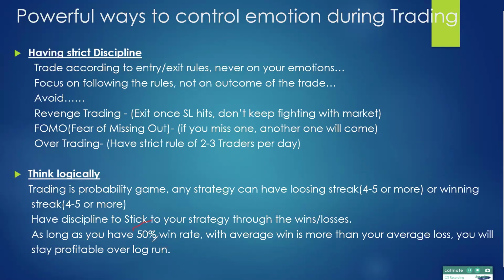You need only a 50% win rate to be a successful trader. You don't need a system which has 80% or 90% accuracy. I get calls from some participants asking, what is the accuracy level of your strategy? I say I have not checked it. For me, accuracy is not important. Even 50% is fine with me because I trade on risk reward. If I trade on a strict risk reward of 1 to 2, even a 50% win rate can make me profitable. When your average win is more than your average loss, you stay profitable over the long run.